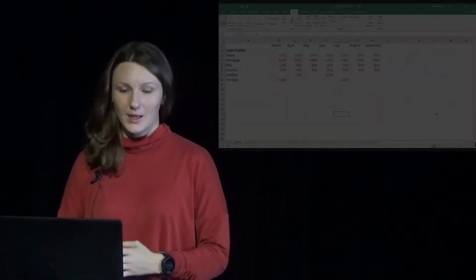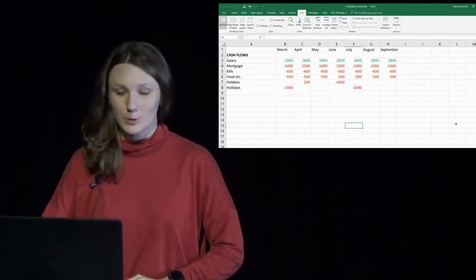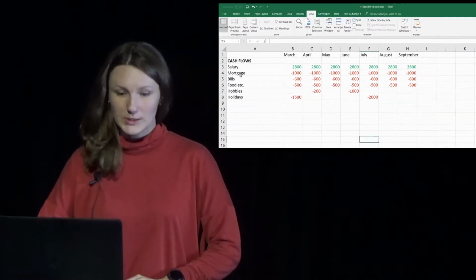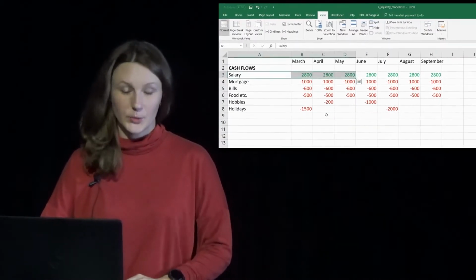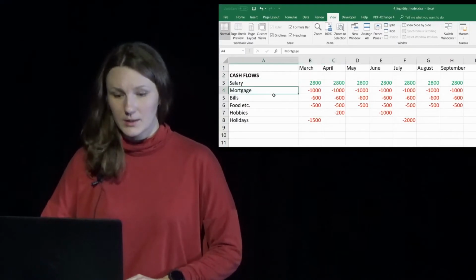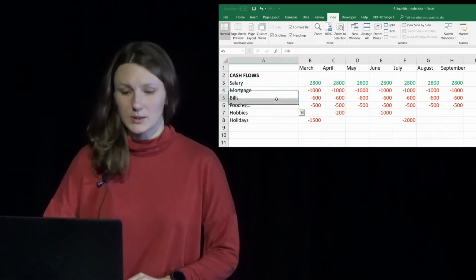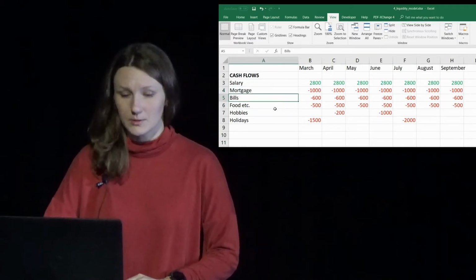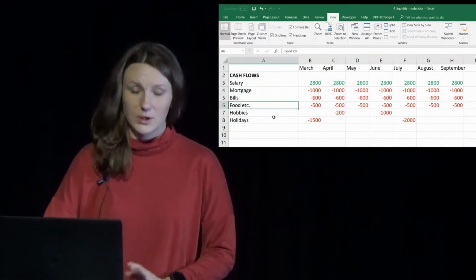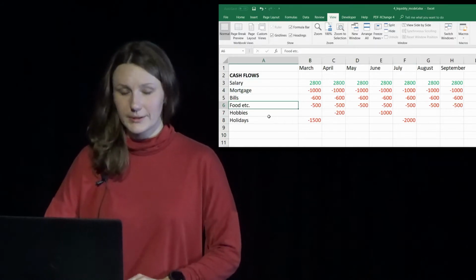Let me start with an idea of liquidity budgeting. Here I have my budget planning for several months ahead. So let's assume my net salary is 2,800. Then my regular expenses include mortgage payment, then some bills like electricity, water and the internet, some food and other regular things like fuel.